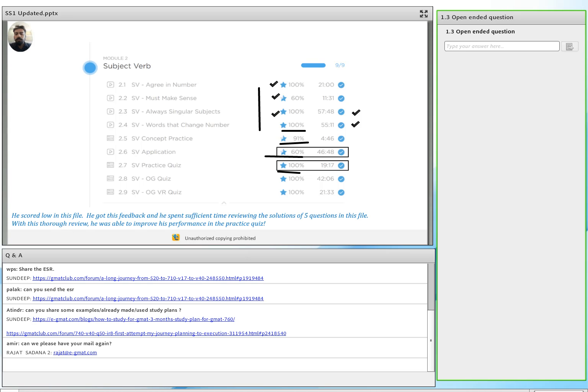Now, the beauty of this is when you do something like this, you see this: he scored low in a file, he scored 60% over here. He spent 46 minutes reviewing that, which is why he was able to get to that 100% score on the next slide. And you're going to really see why that was the case.